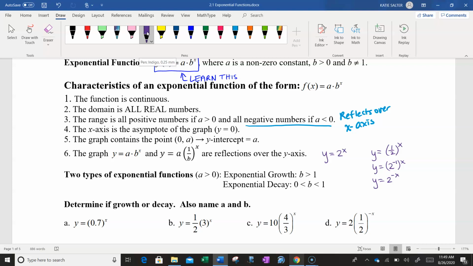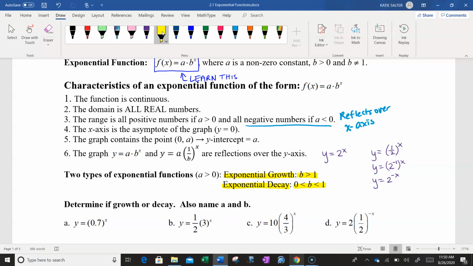All right, there are two types of exponential functions, and when I'm looking at this, I'm looking for when a is greater than 0. We have exponential growth, and exponential growth happens anytime the base is greater than 1. And then we have exponential decay, and exponential decay happens anytime the base is a number between 0 and 1. You've got to know that, folks. Anytime your multiplier is greater than 1, it's going to grow.